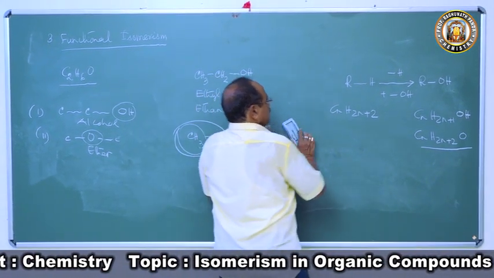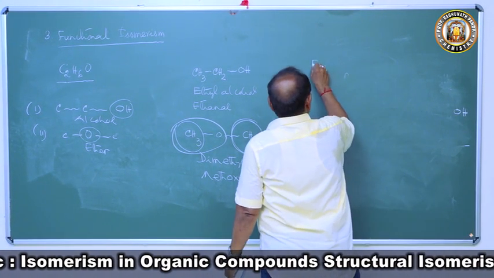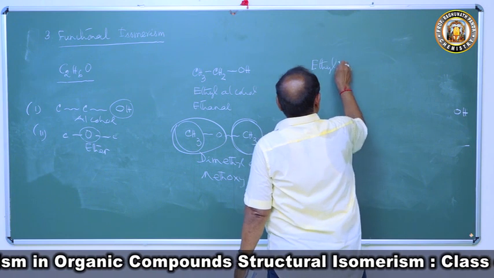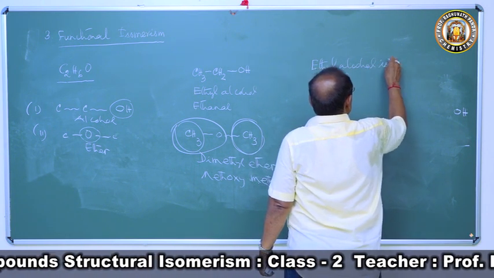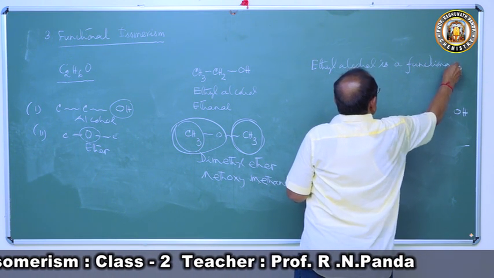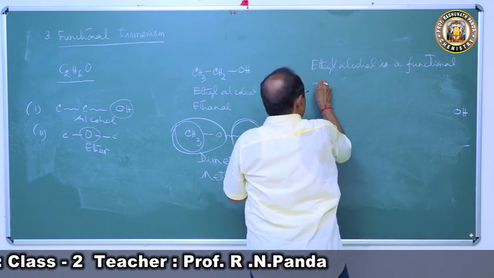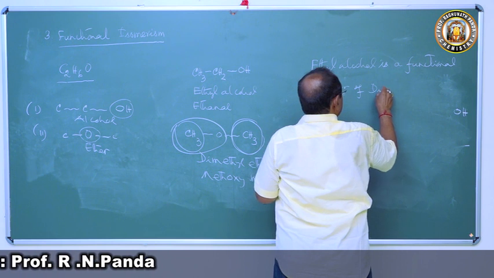So now what will you say? We can conclude that ethyl alcohol is a functional isomer of dimethyl ether.